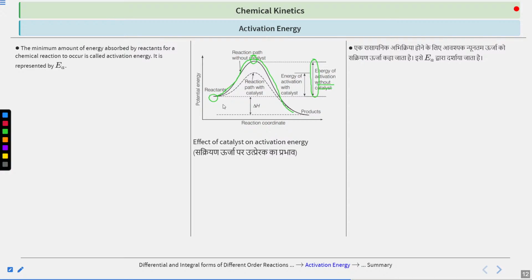The second thing is that the difference between the reactant's energy and the product's energy is called the enthalpy of the reaction. You can see that the reactant is at a higher energy and the product is at a lower energy, so this turns out to be an exothermic reaction.